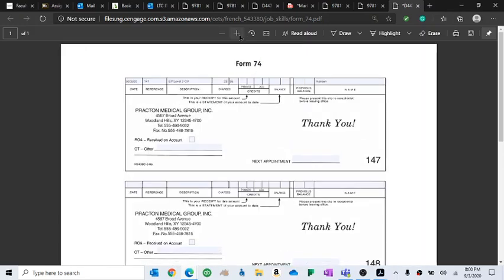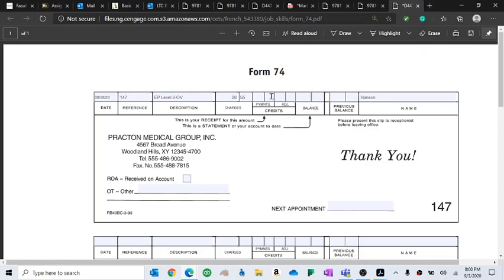I can zoom in on this a little bit so y'all can see it better. And then his payment was $28.55. He paid the full amount. His balance is going to be 0. And then under other, we write the cash receipt.